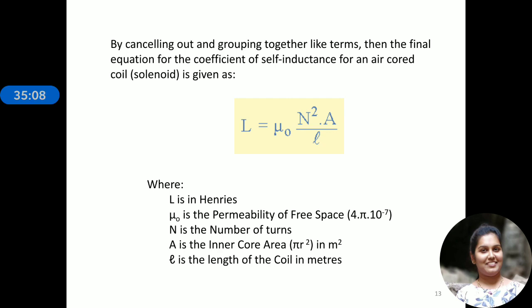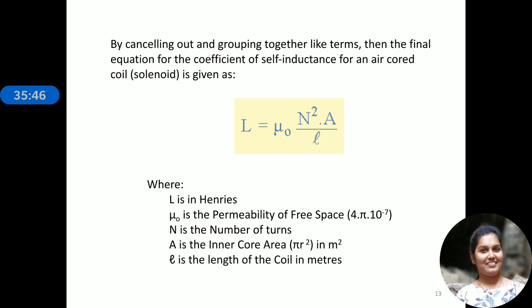Okay, so this is the expression we give for self inductance of the coil, or we can say these are the factors that influence the self inductance of the coil. Based on the expression, if we change N, L changes. If we change A, L changes. If we change the length, the total self inductance will change. So these are the parameters on which self inductance depends.